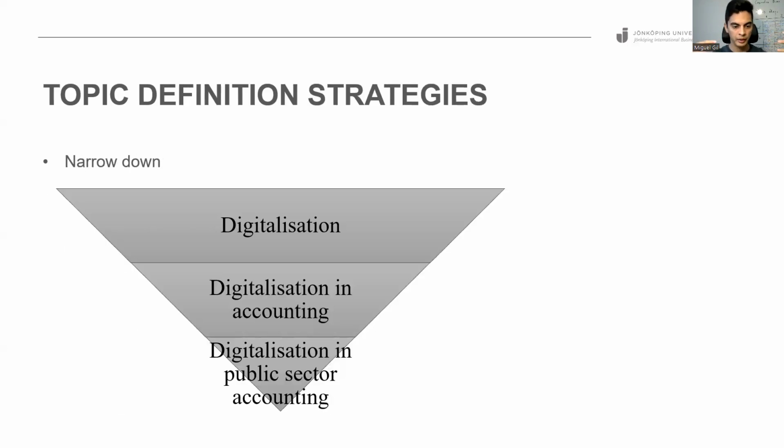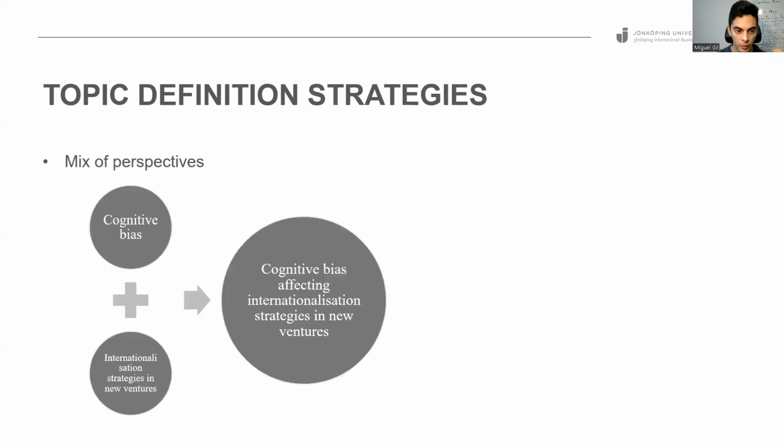When you write the first section of your first chapter, you can start from a very broad topic. You define what is digitalization. You also set some boundaries in digitalization. Then digitalization in accounting, what's happening? Maybe the Big Four are very into that. Maybe the government, there is regulation. Then digitalization in public sector accounting. Why is it important? Because it's about transparency issues. Are there any frauds? And so on. That's one way to write it.